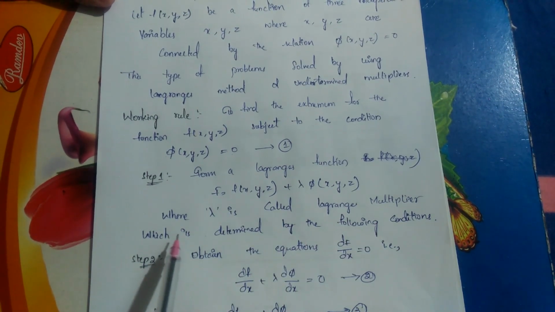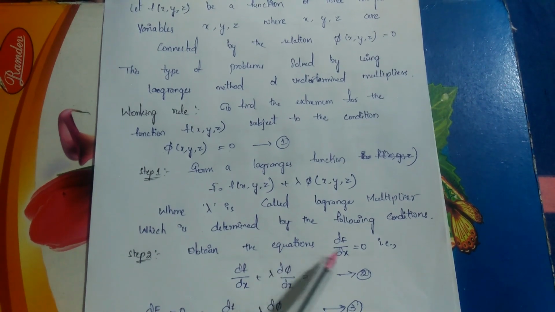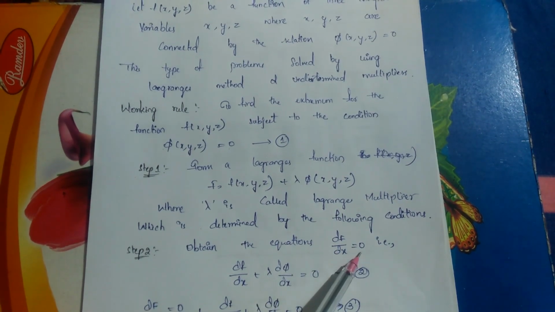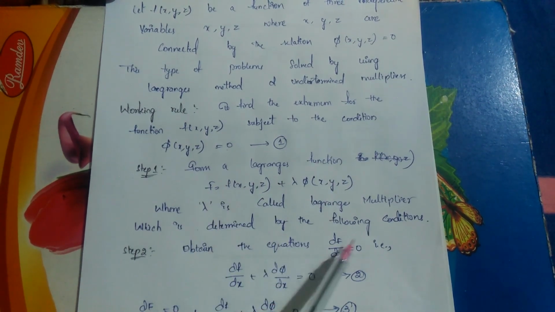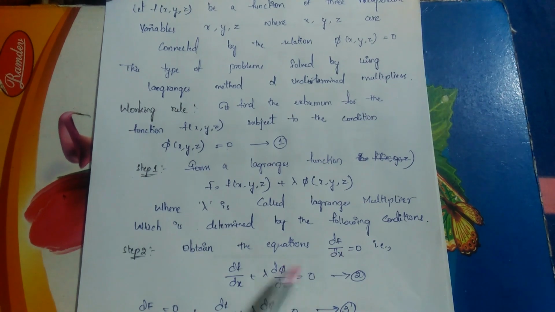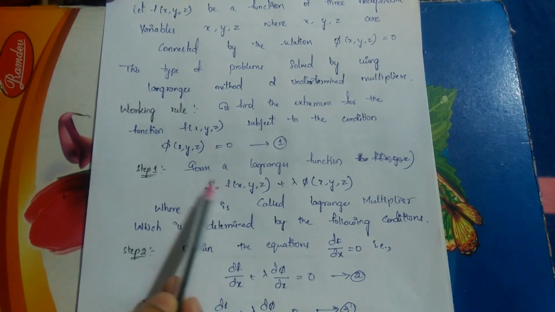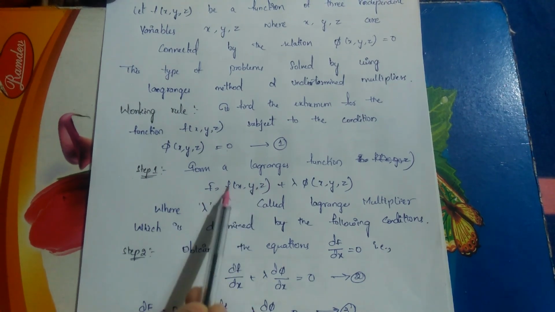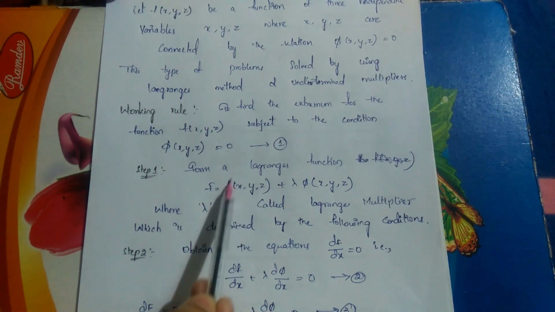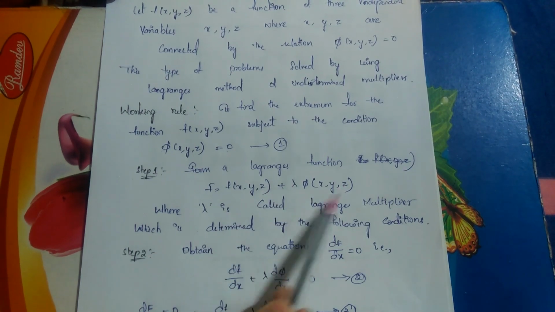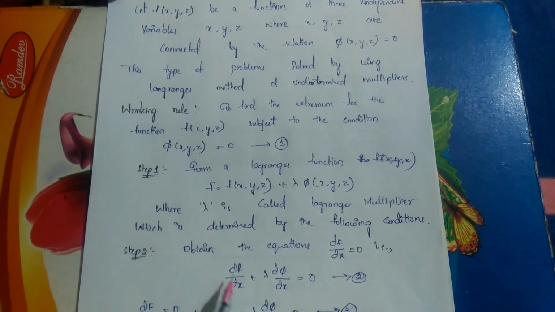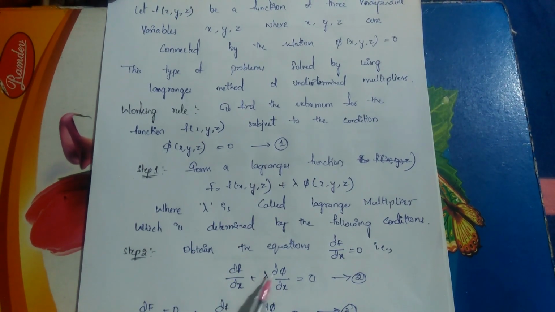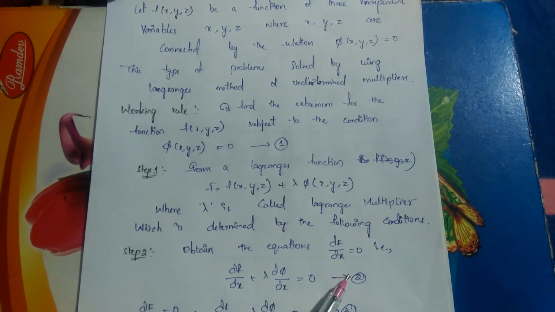In step 2 we obtain the equations: dou F by dou x equals 0. It means we differentiate this whole function with respect to x and we equate to 0. When we are differentiating with respect to x, the function inside is also differentiated with respect to x, and at the same time the second term is also differentiated with respect to x. So that comes as dou f by dou x plus lambda into dou phi by dou x equals 0. This is the second equation.